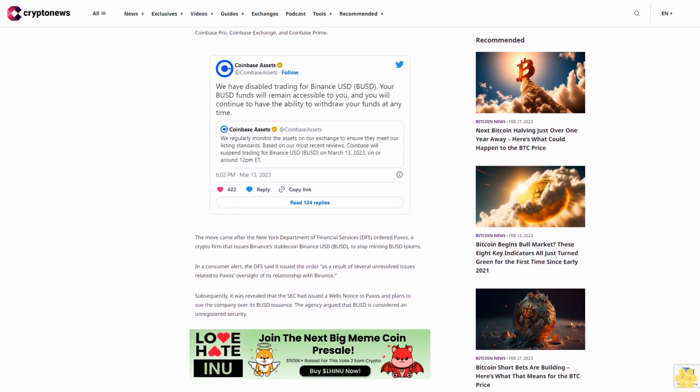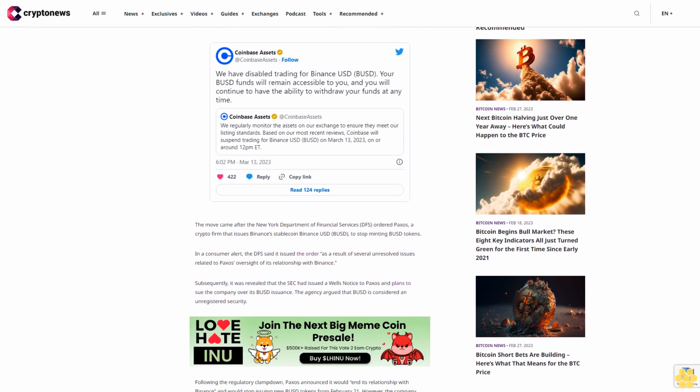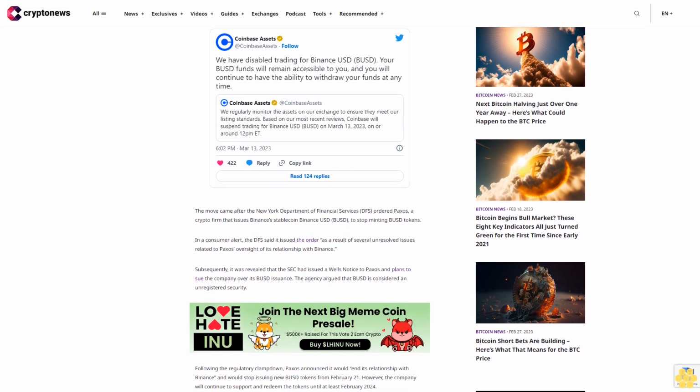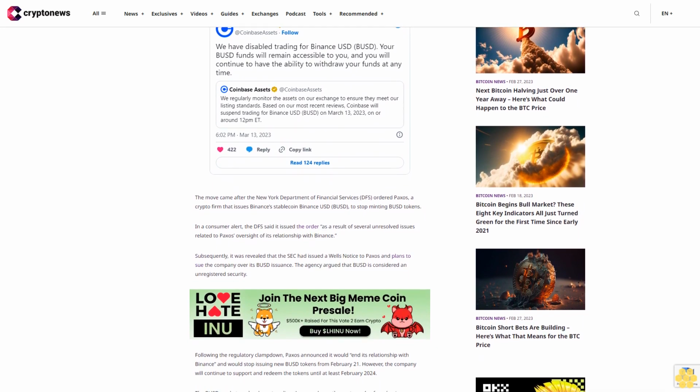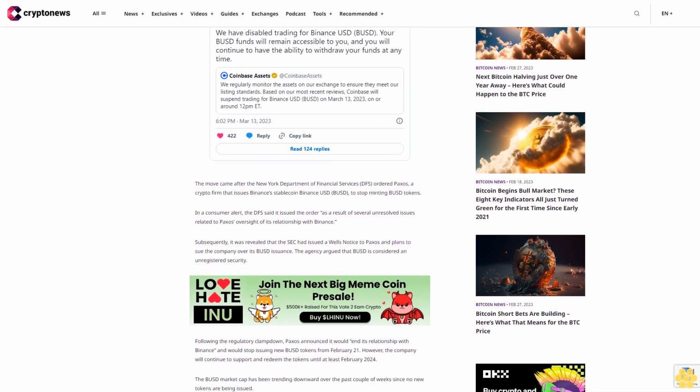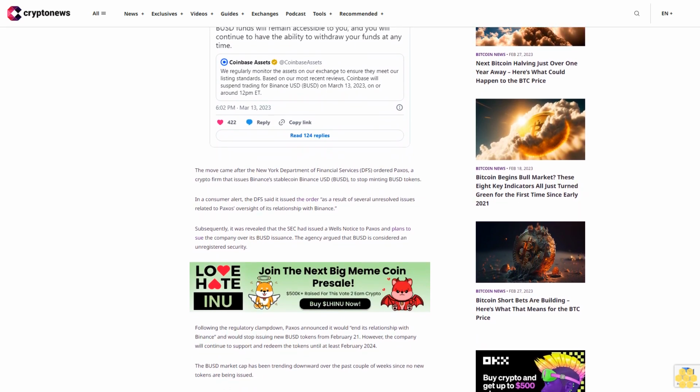Following the regulatory clampdown, Paxos announced it would end its relationship with Binance and would stop issuing new BUSD tokens from February 21. However, the company will continue to support and redeem the tokens until at least February 2024.